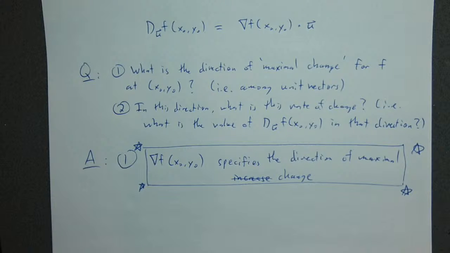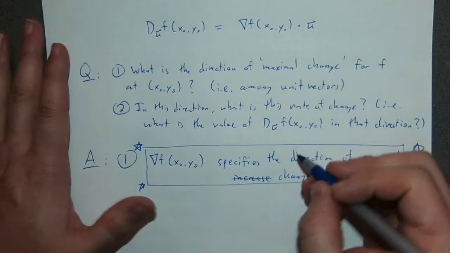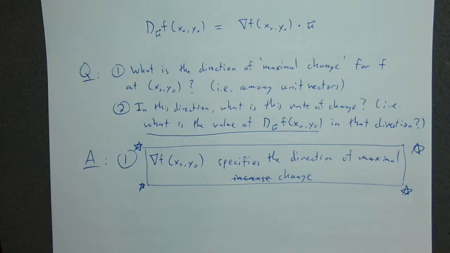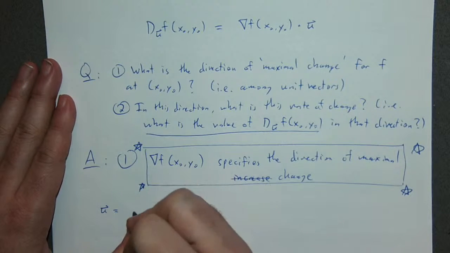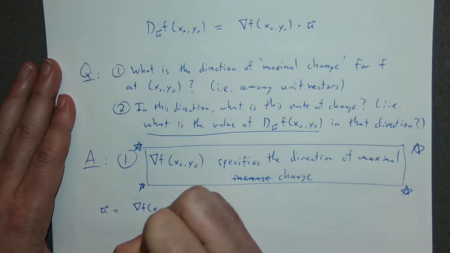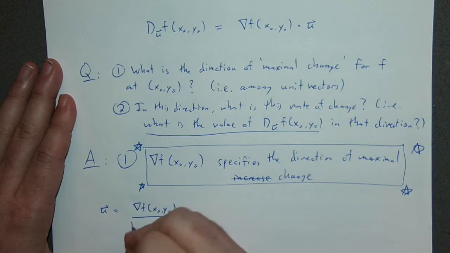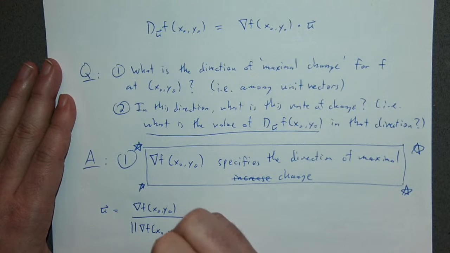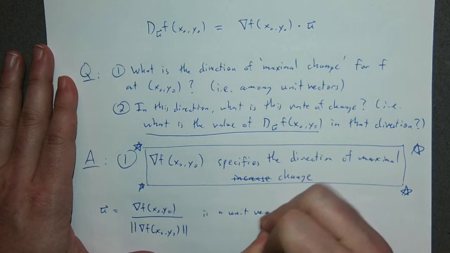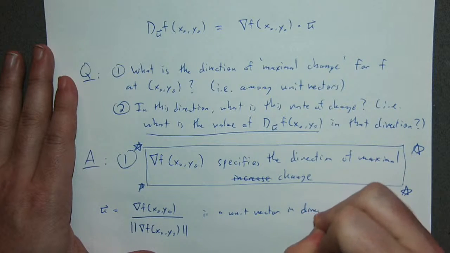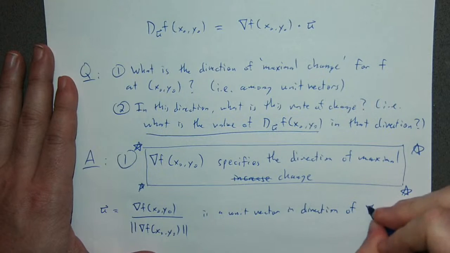That means that if I compute the directional derivative of the unit vector in the direction of the gradient, we can actually see what this value is. Well, let's do that. What is the unit vector in the direction of the gradient? Well, u is defined to be the gradient of f at x naught, y naught, divided by the length of the gradient of f at x naught, y naught. This is a unit vector in the direction of the gradient.